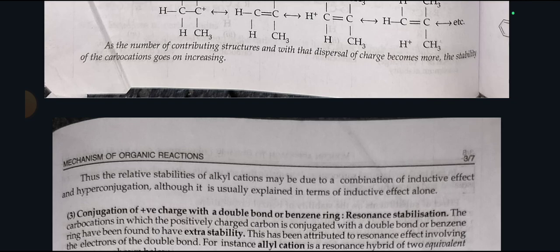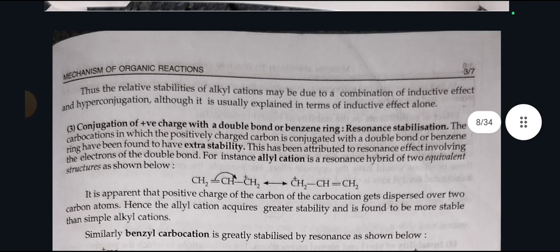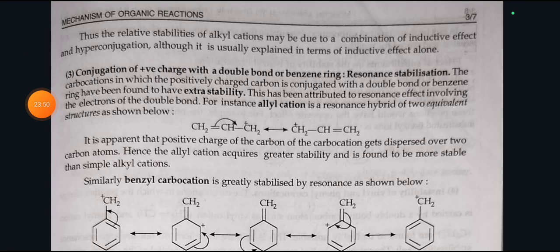As the number of contributing structures and the dispersal of charge become more, the stability of the carbocation goes on increasing. Thus, the relative stability of alkyl cations may be due to the combination of inductive effect and hyperconjugation, although it is usually explained in terms of inductive effect alone. Third, conjugation of positive charge with a double bond or benzene ring.